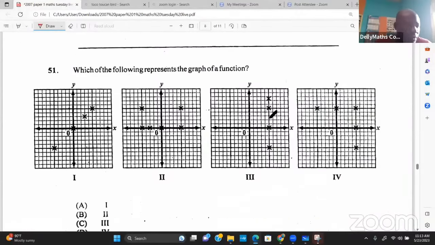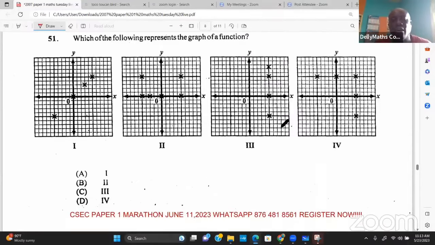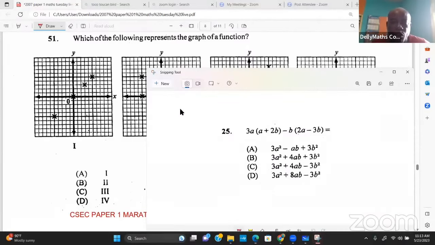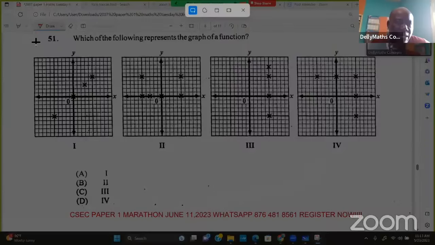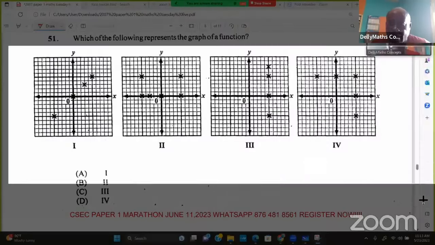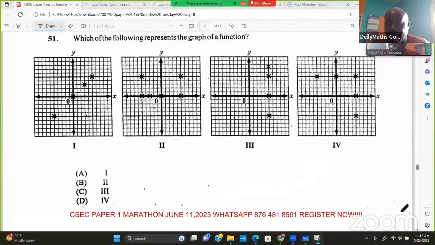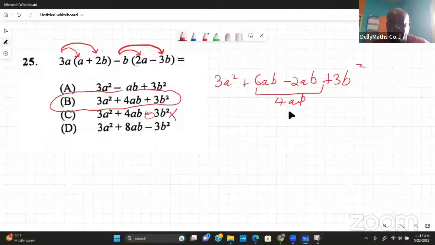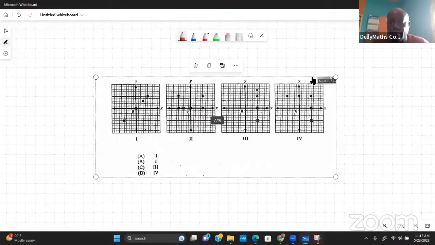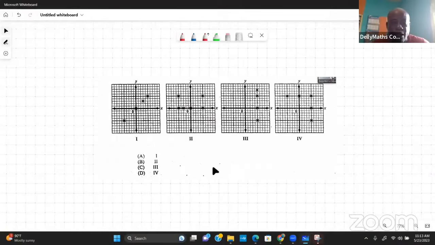We're continuing. All right, so we're going. 51. Which of the following represents the graph of a function? Talking about a function. Now, the concept of a function is that if I should take a vertical line, right? So there are two concepts. One has to do with taking a vertical line test. So with this one, I could do the vertical line test right there. All right. So let's take a look.